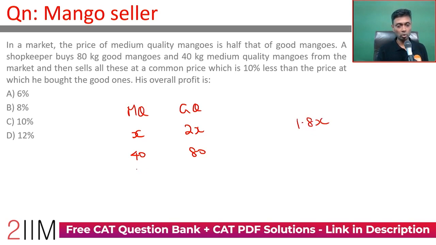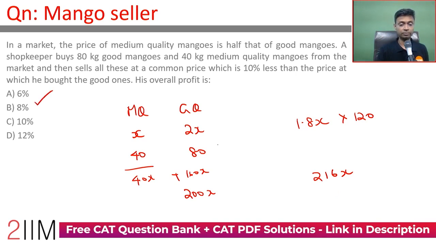So his total cost price is 40x plus 160x. This total selling price is 1.8x into 120. This is 200x. This is 216x, or a profit of 8%. 200x to 216x is nothing but 100 to 108, a profit of 8%.